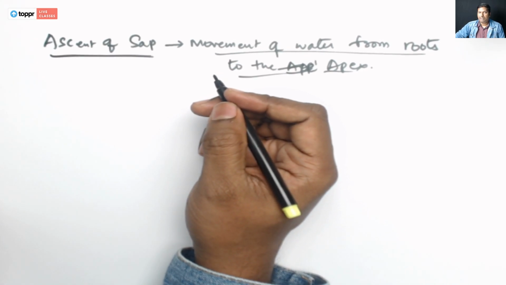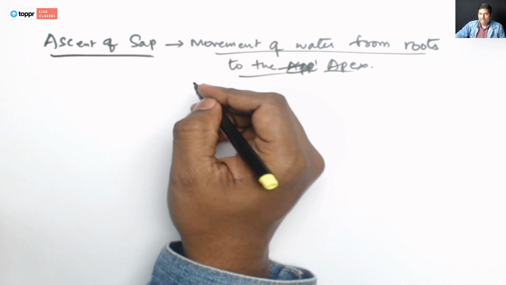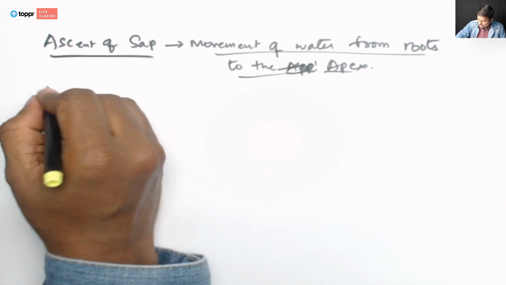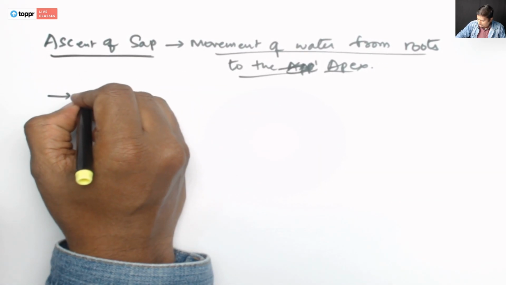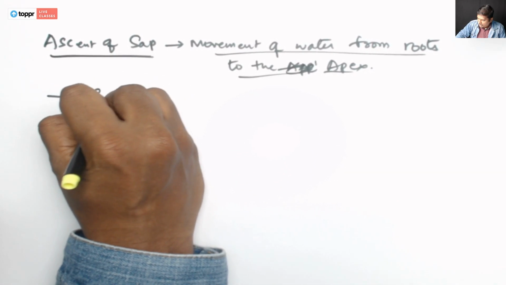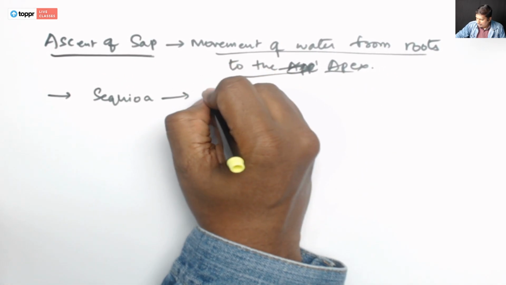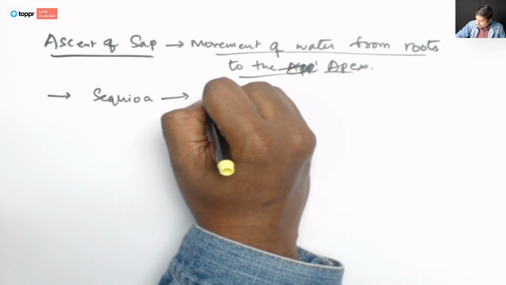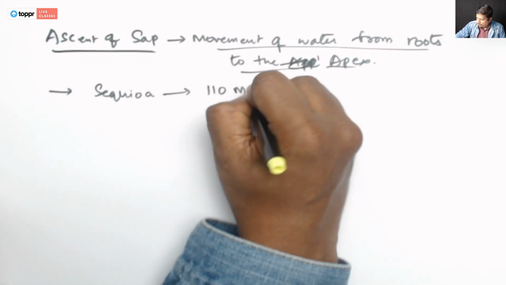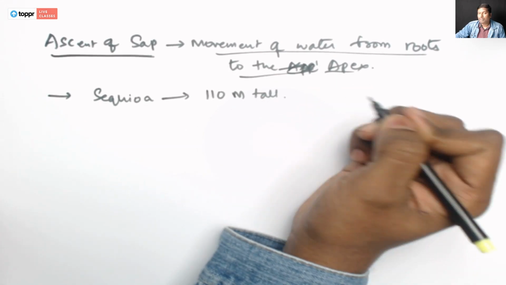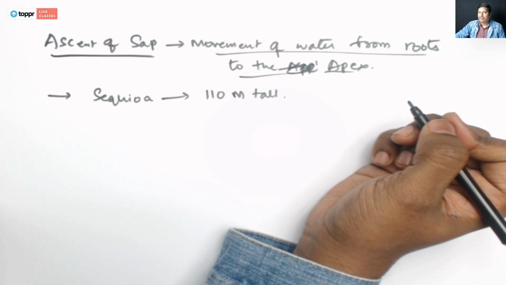How is this water actually moving? Okay. Now, in order to explain this, I'll tell you something. If you take a sequoia plant, this sequoia plant is 110 meters tall.